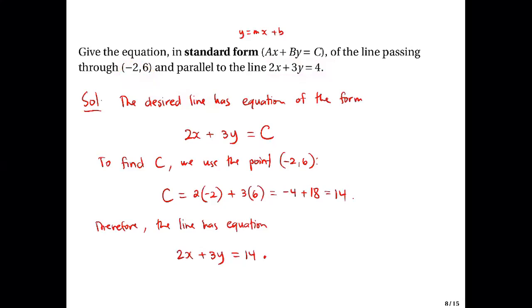Okay? Questions? So again, we wanted to write the line in standard form, and this is the standard form. Okay?